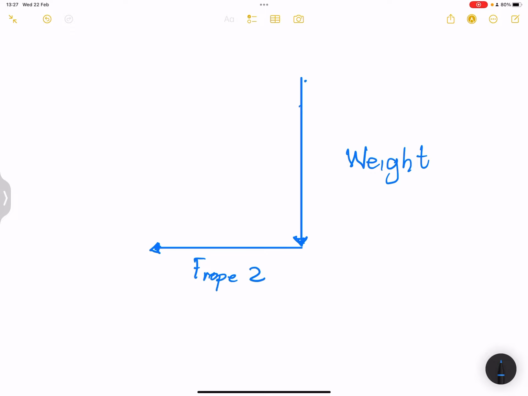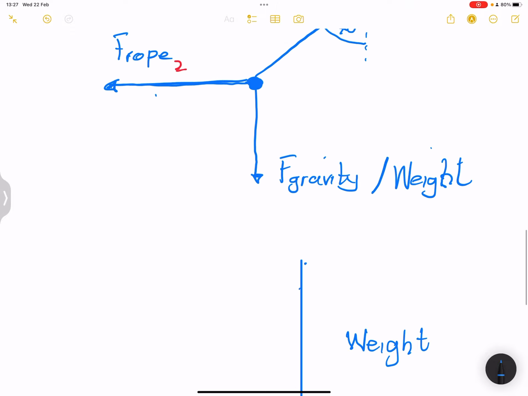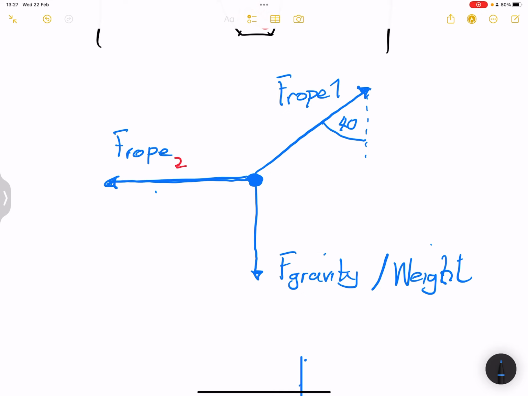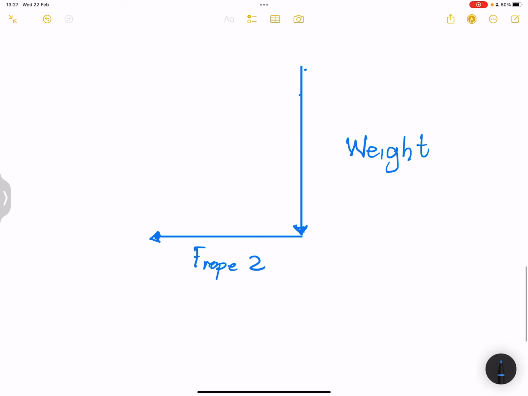Okay, and then we also have the force on rope 1 in this case. So to complete the diagram, there would be the force on rope 1. My diagram is really not the best. So that would be the force on rope 1. I'm really trying my best here.